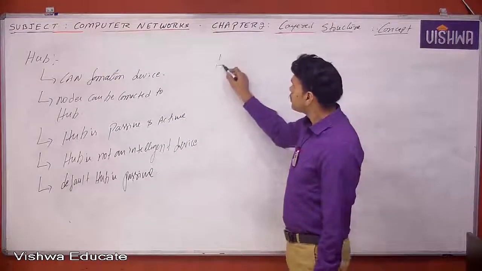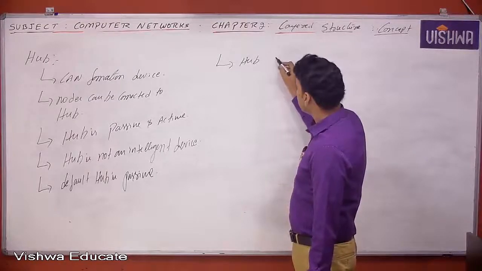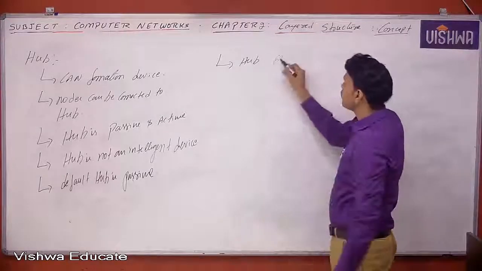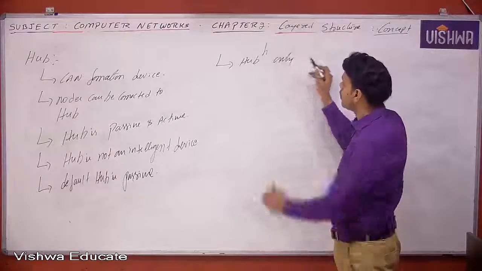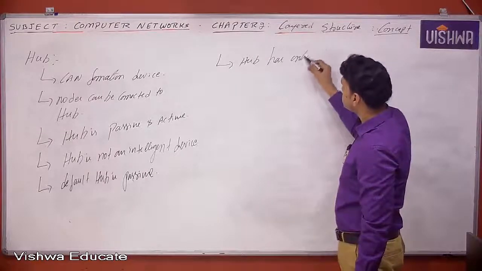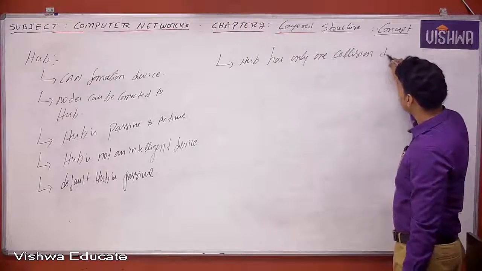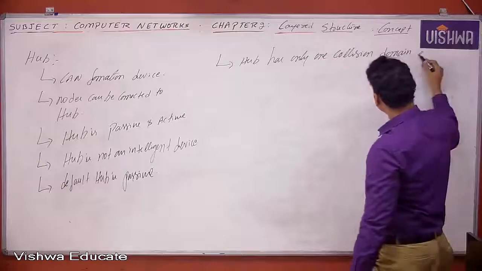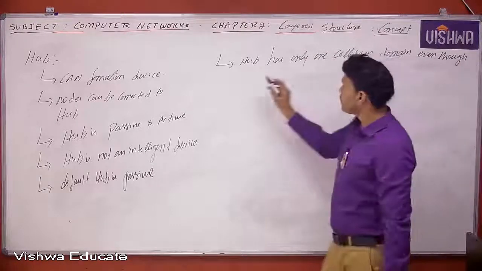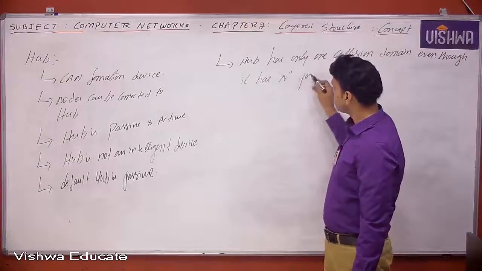And the next point is hub has only one collision domain, even though it has end ports.